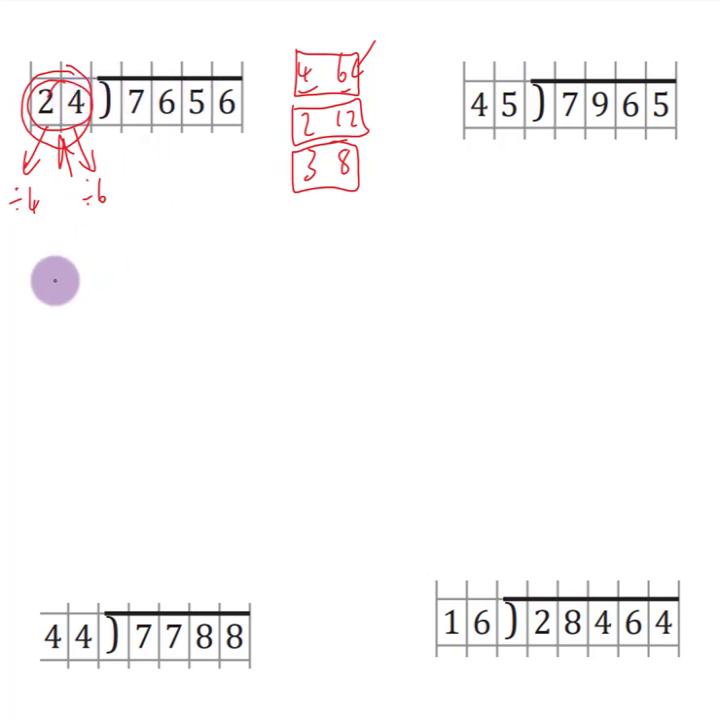So now I'm going to do it here. I'll divide by 4 first. So 4 into 7,656. 4 into 7 goes one time, carry the 3, 9 goes once, carry the 1, and then 4.